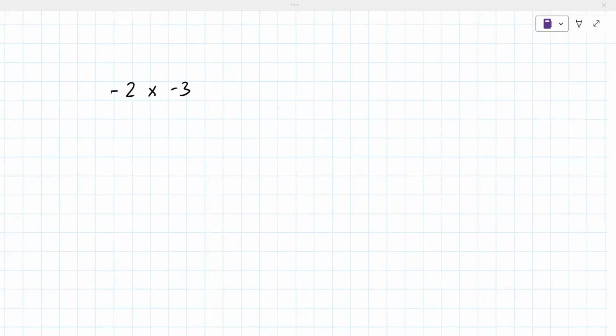-6. So your answer is completely wrong, and that's the problem here. These are both negative. They're both same sign. When it's same sign, it's always positive.